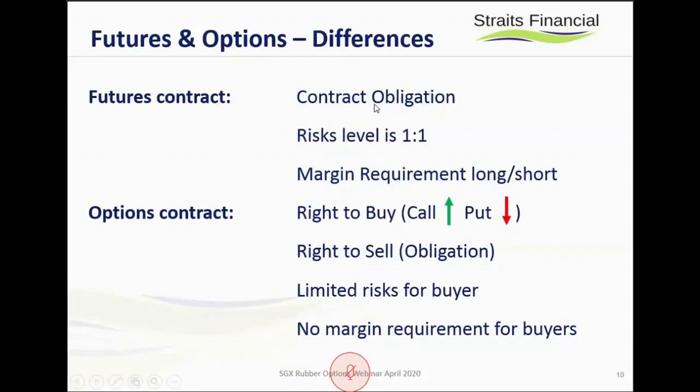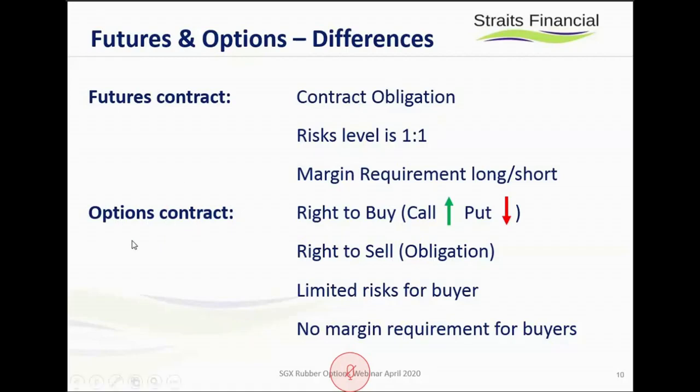A futures contract is a contract obligation. In other words, when you buy or sell a futures contract, you are liable for 100% of the contract value. It is a contract, and the risk level is 1-to-1, meaning if the market goes up 1 point, you probably gain $100. If the market goes down 1 point, you lose $100. So the risk level is 1-to-1. And whether you buy or sell, whether you are long or short a futures contract, there is a margin requirement that you have to pay to the exchange to support those positions.